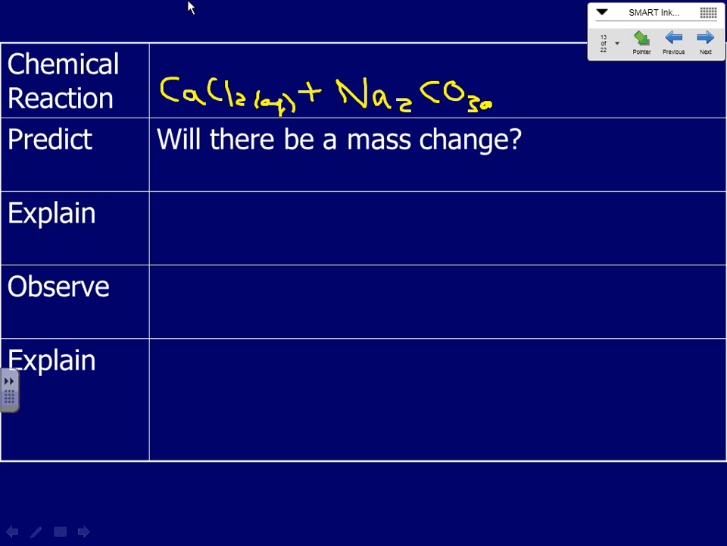AQ. Excellent. Now, I'm going to tell you right now that, and Shane noticed this yesterday, this type of reaction is one where they trade partners, right? Where they're going to trade, and you observe that. Which means the sodium is going to go with the chloride, and the calcium is going to go with the carbonate, all right? So I need a formula for sodium chloride.